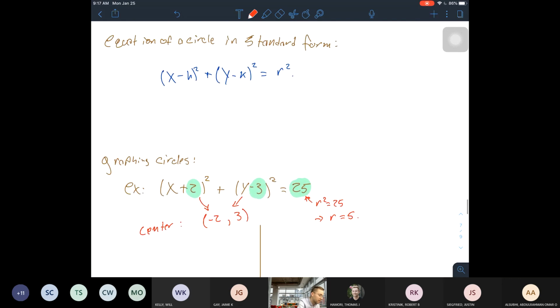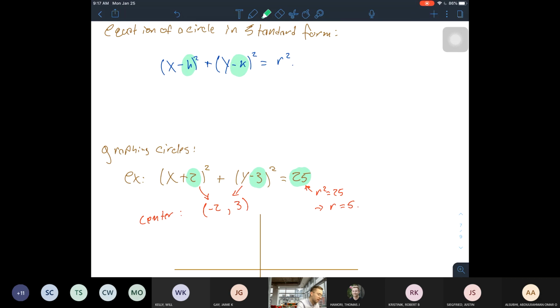And the reason is our standard form equation has an x minus h here, and a y minus k. So if I write y minus 3 and I find k by assuming that that is the expression for y minus k, then k should be the number 3. Okay. Likewise, if I have x plus 2, that's like I did x minus a negative. Okay. So that's where I get that negative 2 from.